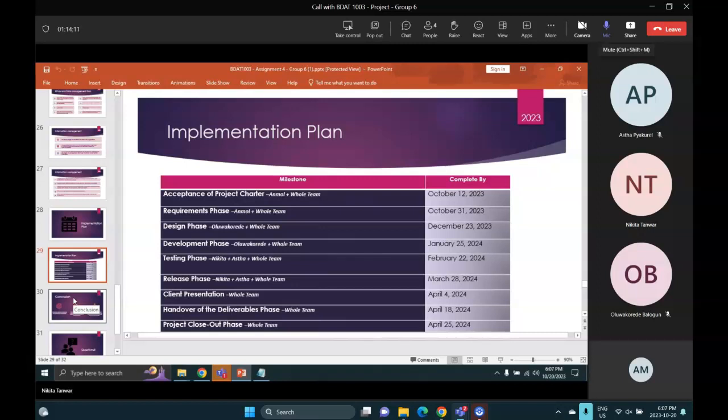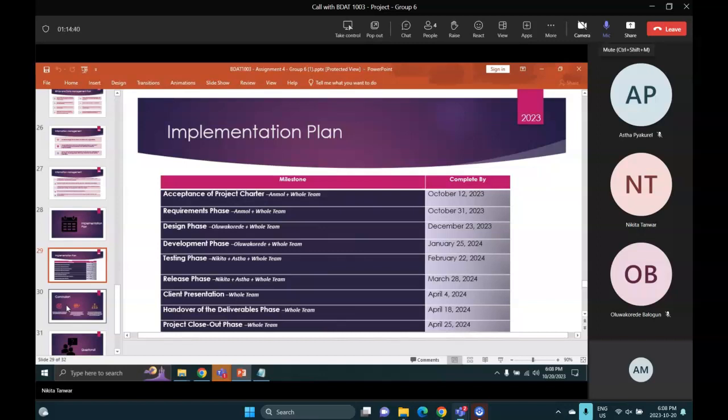Moving forward to the implementation plan, we have the project charter and the requirements phase. We will be completing them in the month of October. For the design phase, we have our deadline in December, and we will complete the development and the testing phase by February. The release phase should be done by March, and the project closeout phase should be done by April.